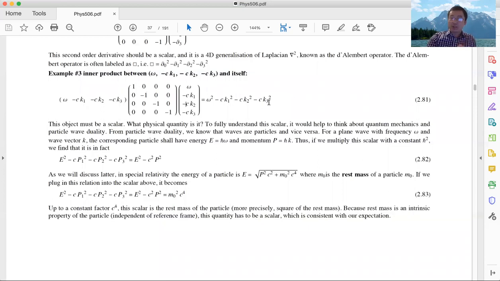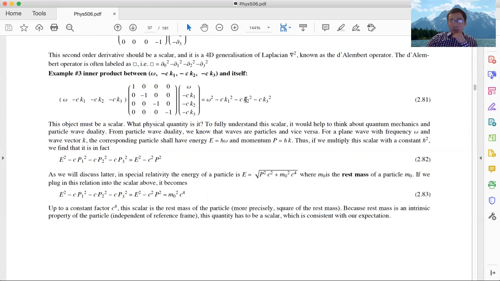It's obviously a scalar. The reason we know this is a scalar is because this is nothing but the rest mass of the particle, the rest mass of the object. And the rest mass of an object is independent of reference frame. In different reference frames, the mass of the object could be different, but the rest mass is always the same. Rest mass is the intrinsic property of a particle. That's the mass we measure when the particle is not moving. So that one is independent of reference frame.